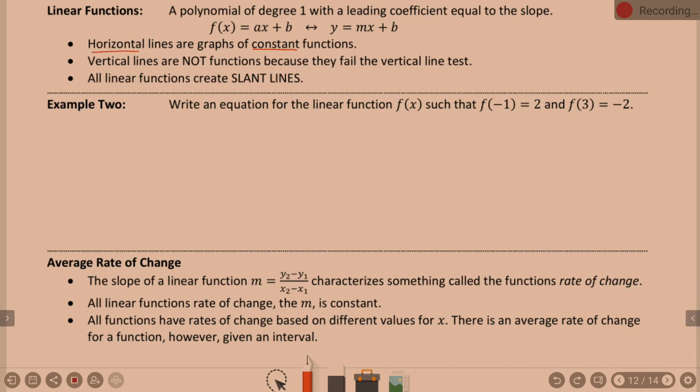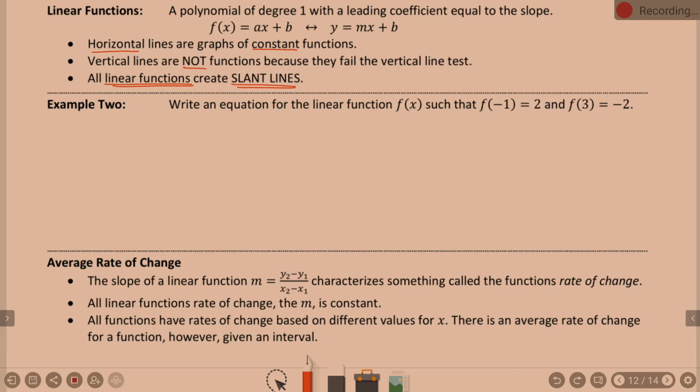Vertical lines are not functions because they fail the vertical line test. So basically what I'm trying to say is when we're talking linear functions, we're not talking horizontal, because those are constants. We're not talking vertical, because those just aren't functions at all. When we talk linear functions, we're talking what I would call your typical line, slant lines. Lines that have a slope other than 0 or undefined.